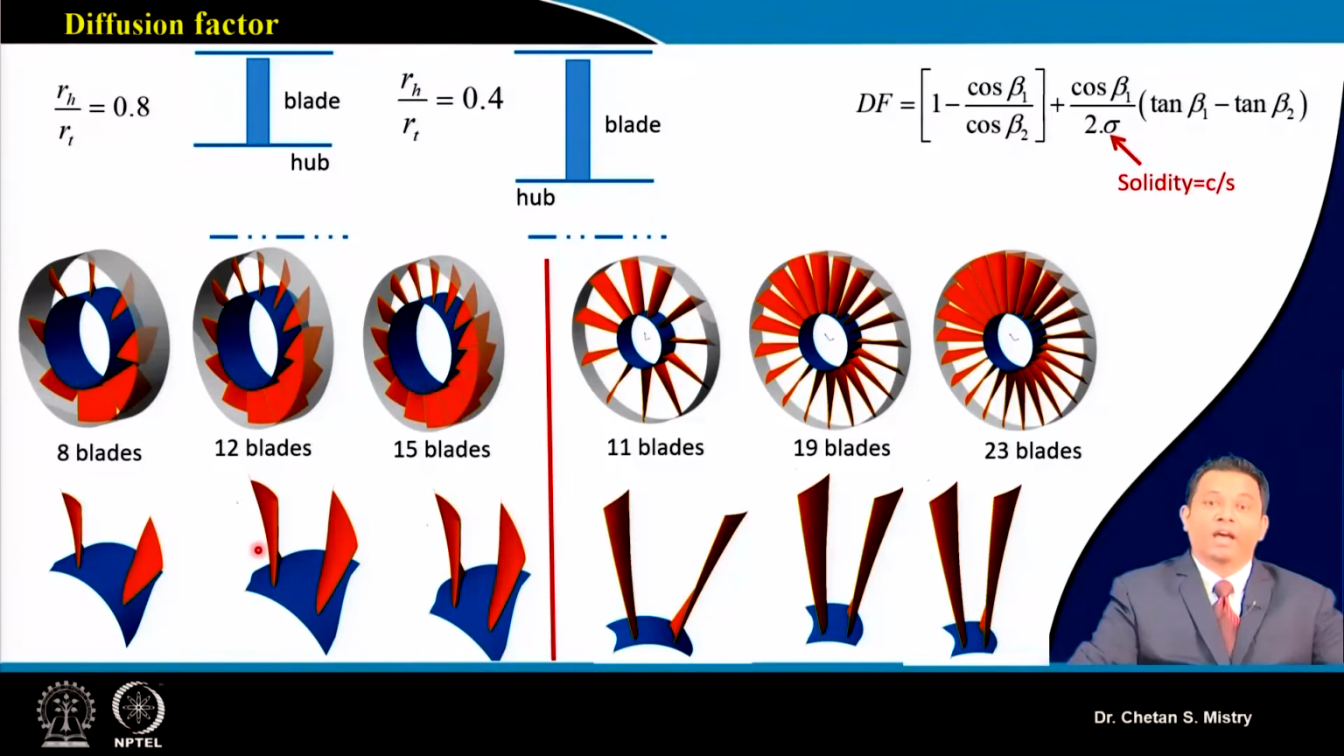Here, again, do not forget, this is all in the sense of making the diffusing passage. So here we have 12 blades. We could go a little conservative and reduce the number of blades, but remember, by reducing the number of blades, my passage area is going to be large, and it may not give the pressure rise we are expecting.